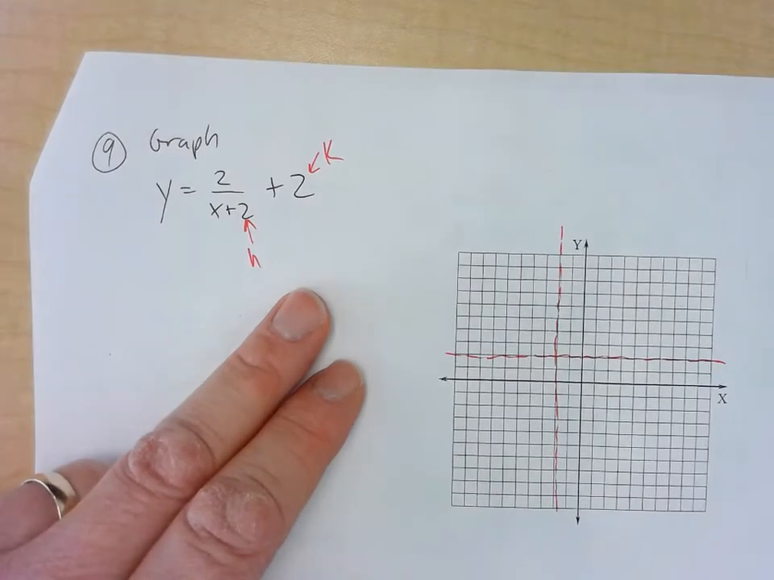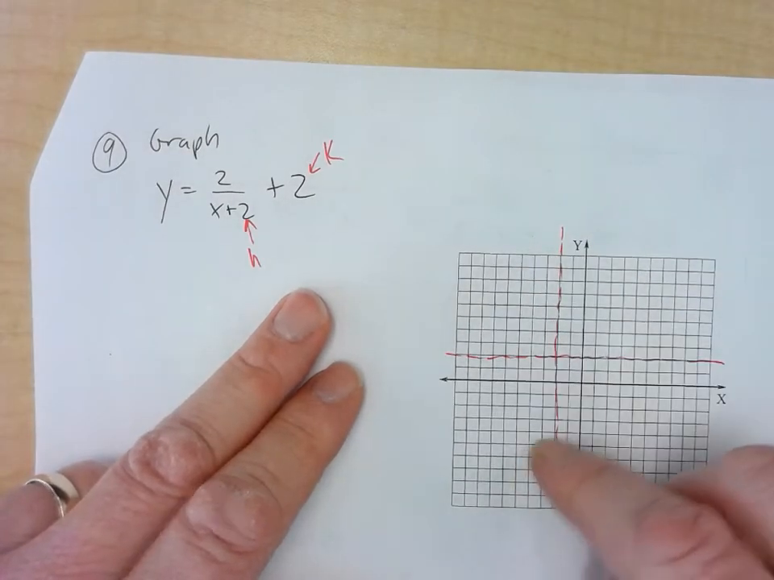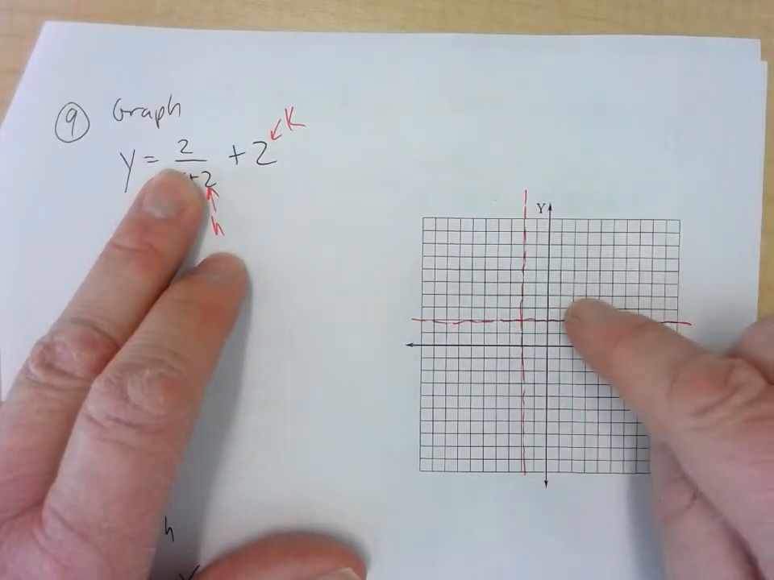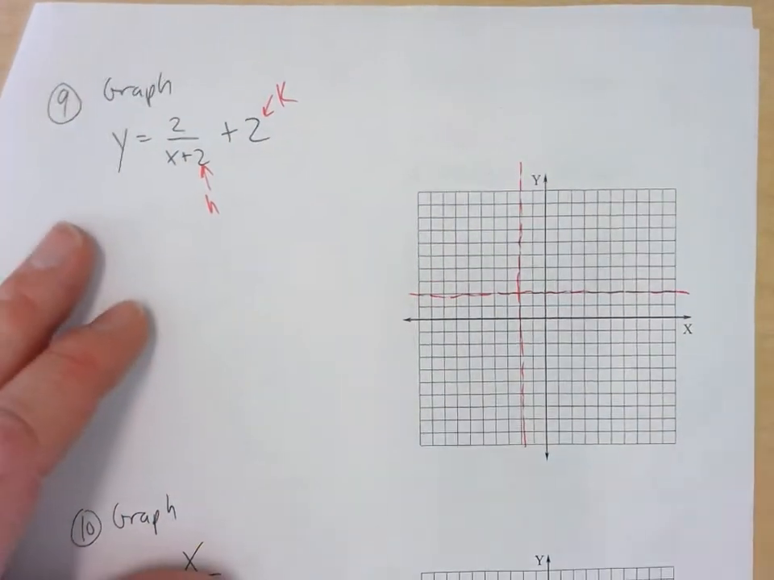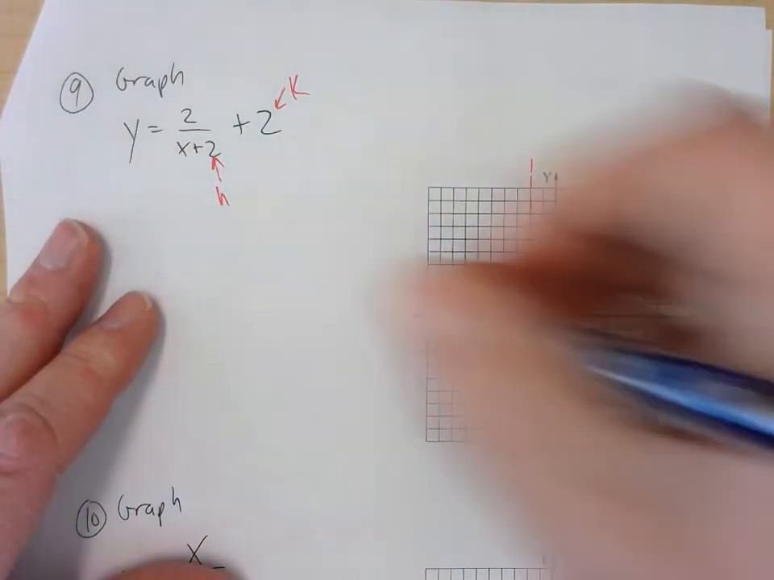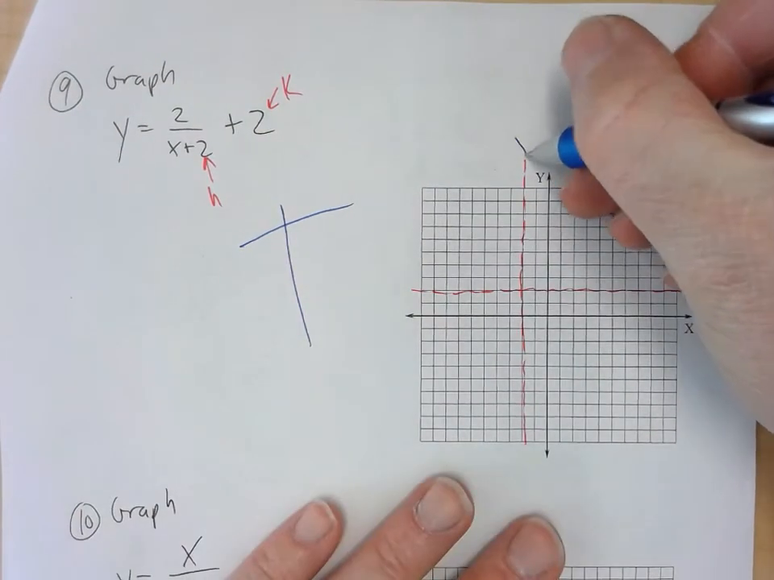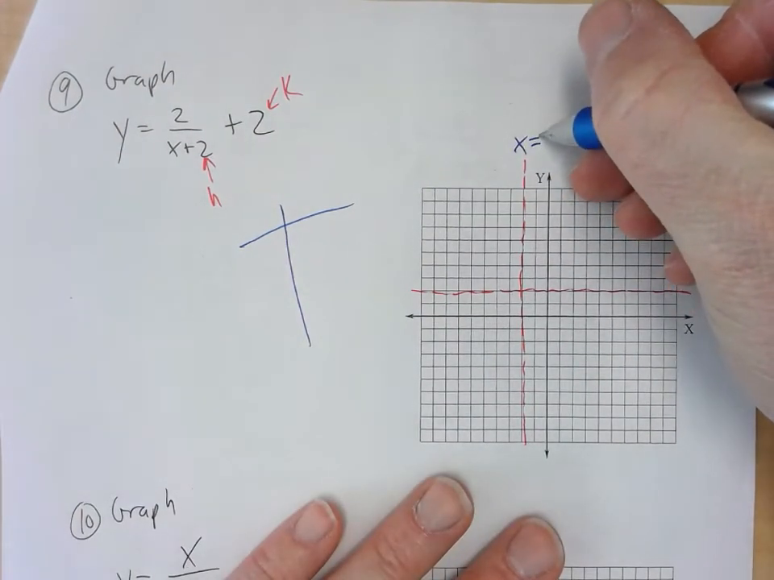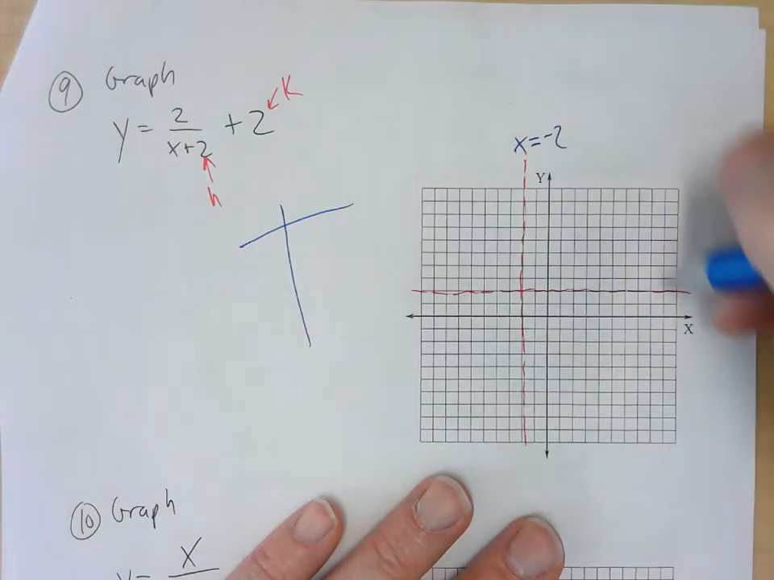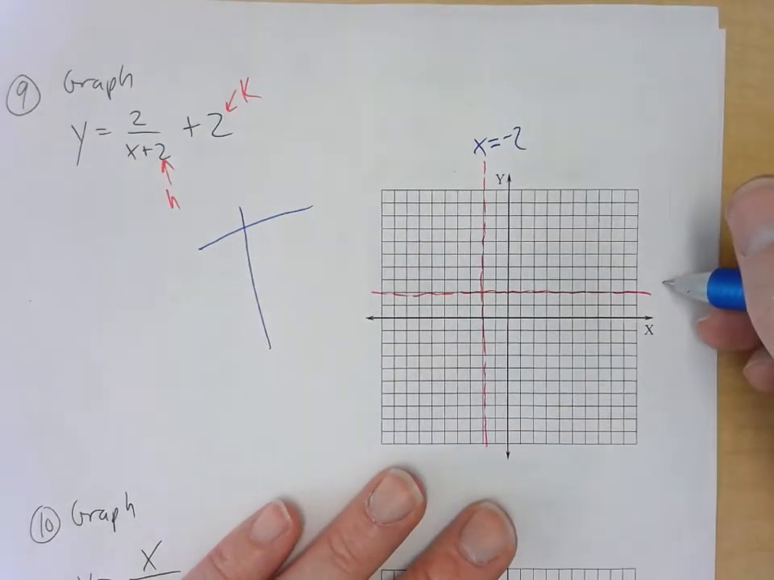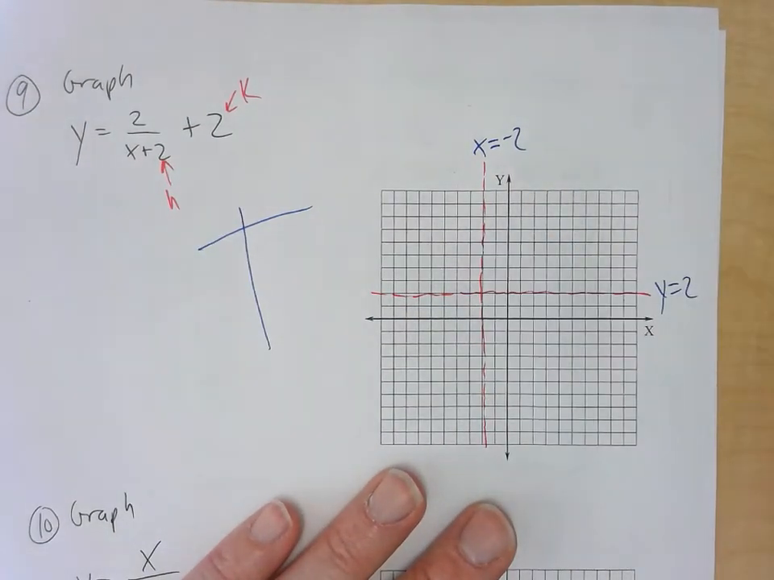Okay, now I'm going to pick some points out to figure out where it curves. Since A is positive, we know it curves in here and in here. So I just picked some points out. My first point that I'm picking out, and I'll graph it here. This is x cannot be, or that equals -2. That's your vertical boundary, and then y equals 2 is your horizontal boundary.